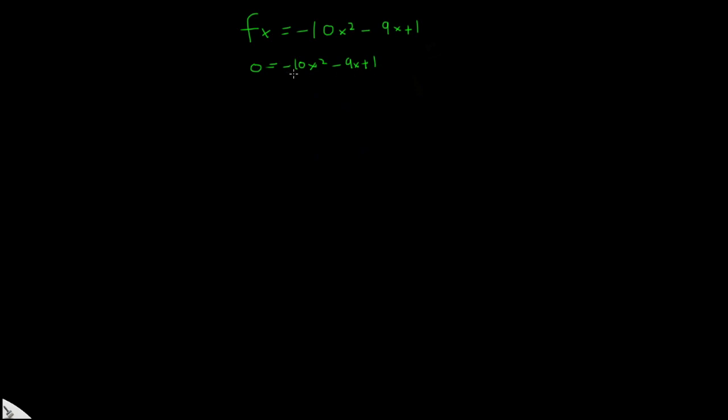And in the formula that we're going to use, negative 10 will be a, negative 9 will be b, and 1 will be c. So let me just quickly write that down. Negative 10 will be a, negative 9 will be b, and plus 1 will be c.